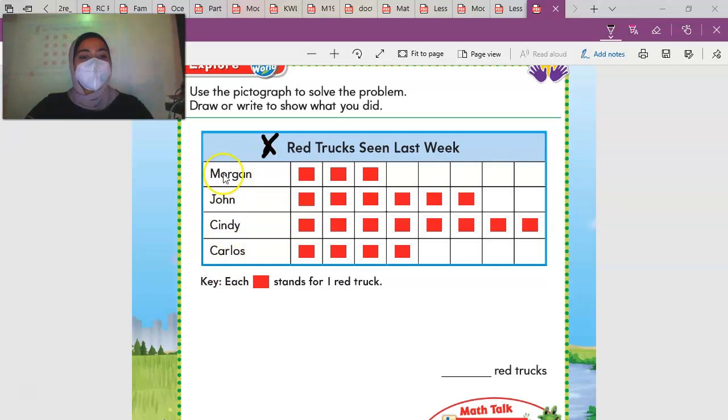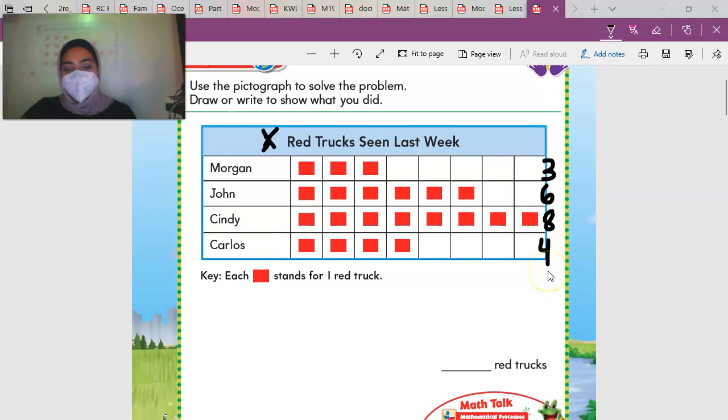Here it has the people that saw the trucks: Morgan, John, Cindy, and Carlos. So how many red trucks did Morgan see last week? 3. Morgan saw 3, so I'm going to write 3. John saw how many red trucks last week? 3, 4, 5, 6. Cindy saw how many red trucks last week? Cindy saw 8, and Carlos saw how many? Carlos saw 4. So each box stands for one red truck.